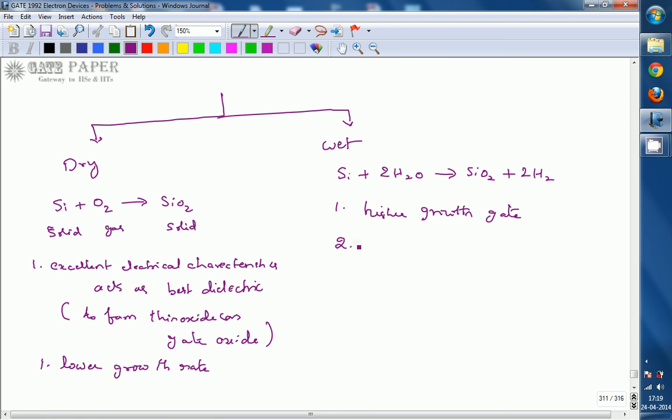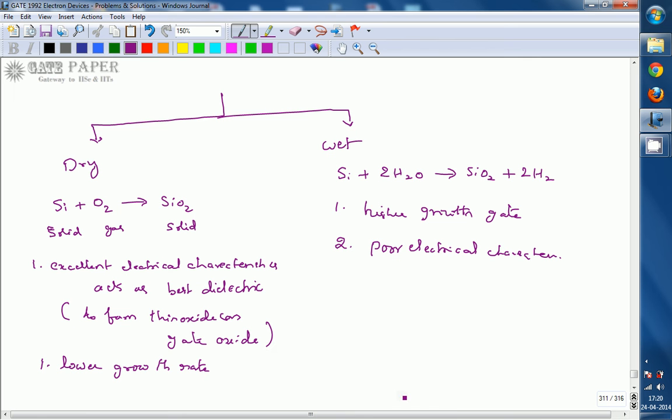But the disadvantage is that its electrical characteristics are a little poor, so it cannot be used as a dielectric between two parallel plates. Wherever a capacitor has to be formed, wet oxidation is not used, only dry oxidation is used because of its excellent electrical characteristics. So dry oxidation compared to wet oxidation provides excellent electrical characteristics along with a lower growth rate.